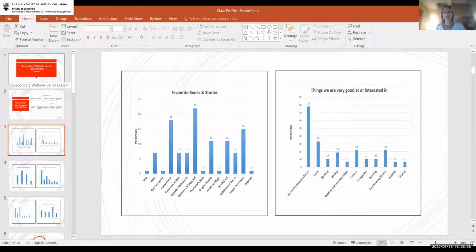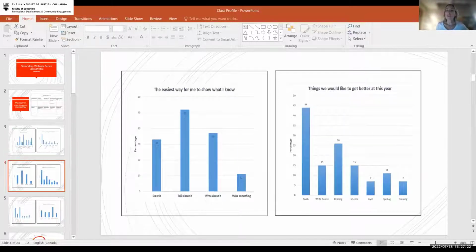They shared so much information, some of their favorite books and stories. You can see, of course, grade 4, Diary of a Wimpy Kid, 22% of them were interested in that. Harry Potter, of course, was right up there. Things we're very good at or interested in. This is quite common. Sports, gymnastics, dance. They were a very active class, and no wonder the teacher had them in desks a lot. That didn't work out so well.